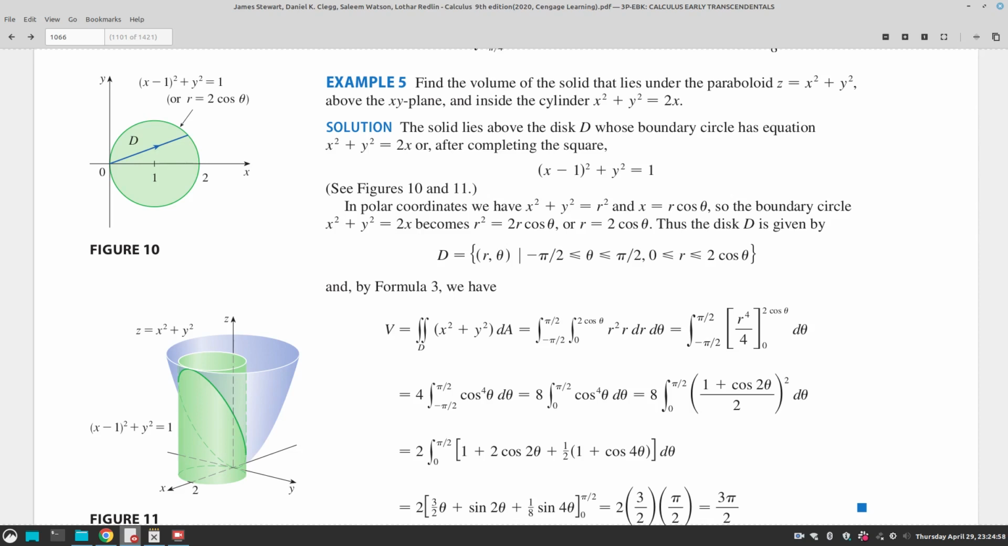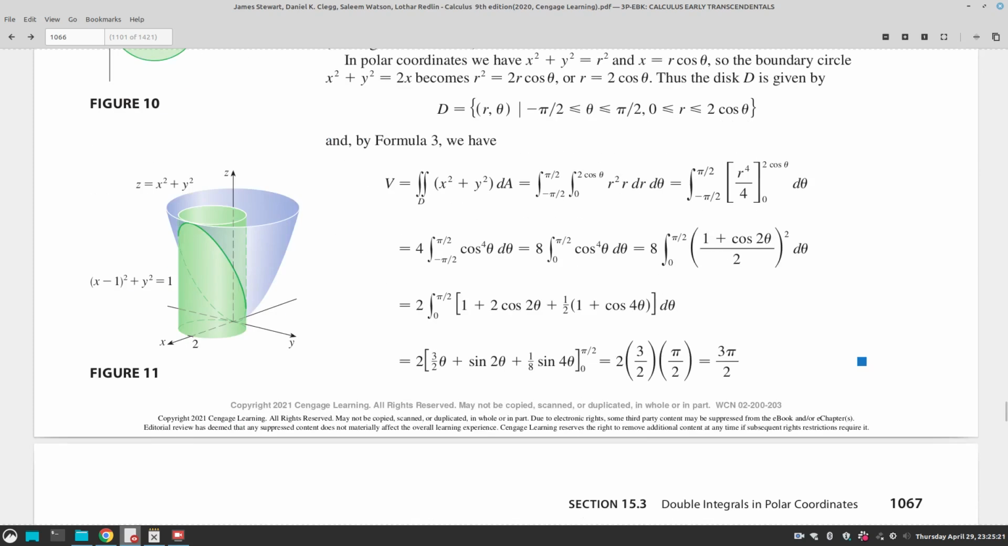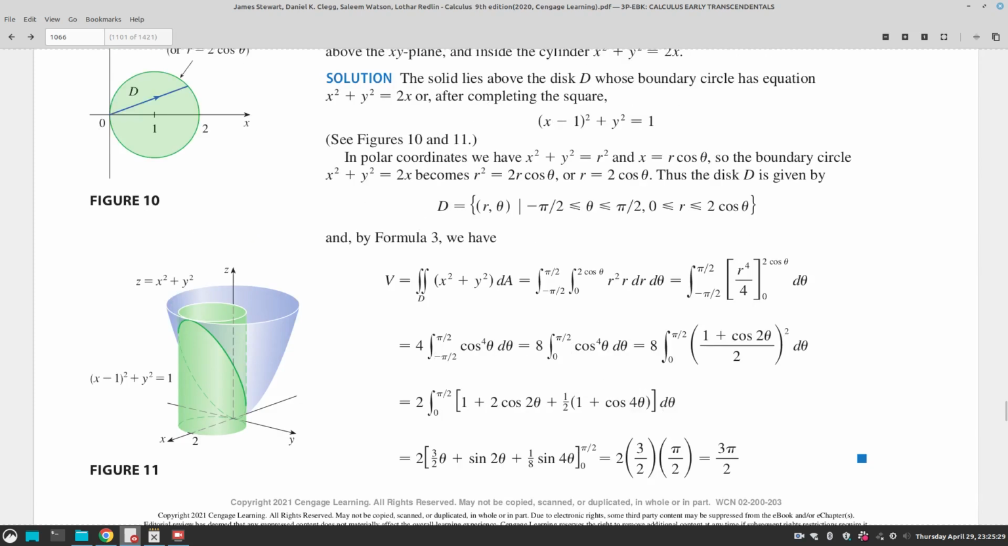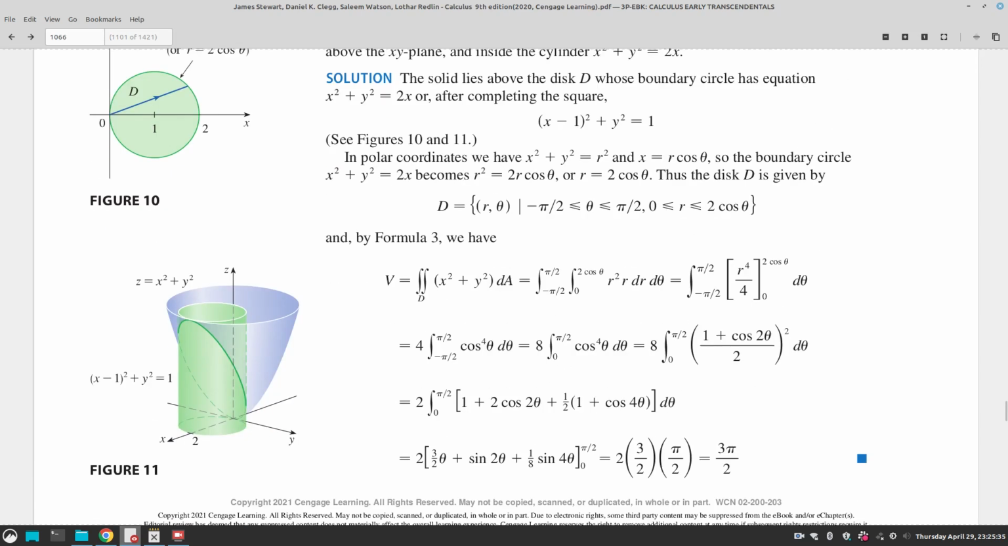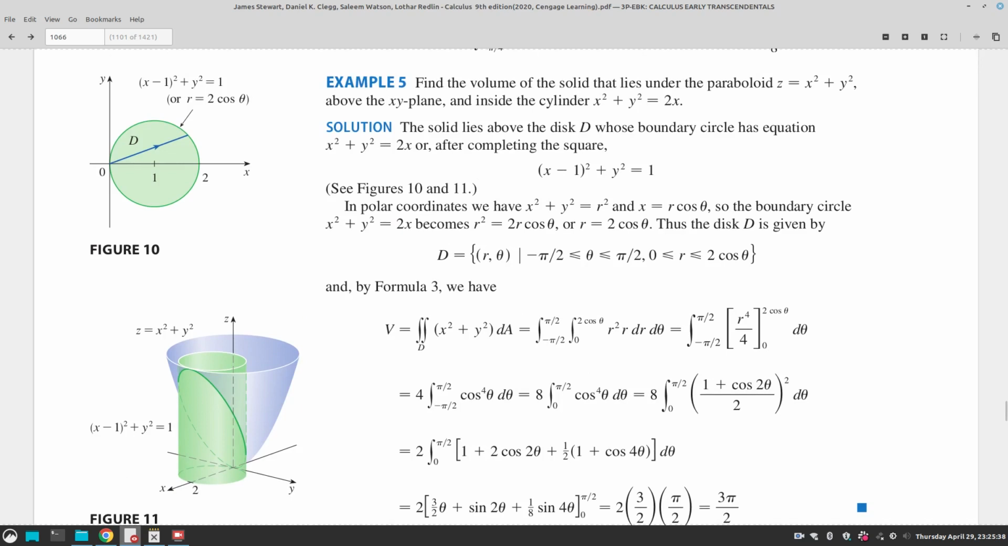1, 0 is actually the axis of the cylinder, meaning z could take any value, it's not just a point. So any point of the form (1, 0, z) lies on the axis. The solid lies above the disk D whose boundary is the circle. Since you're finding the volume below the paraboloid and above the xy-plane, the domain of integration is this disk, whose center is at 1, 0, and it has a radius of 1, right?